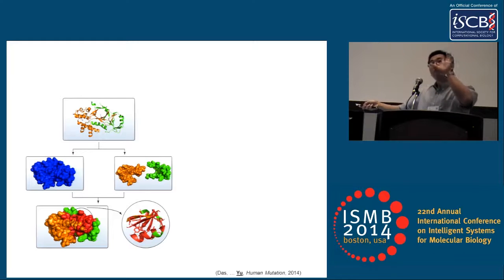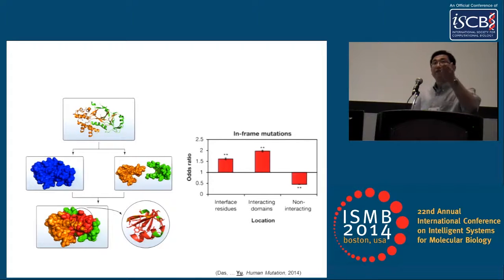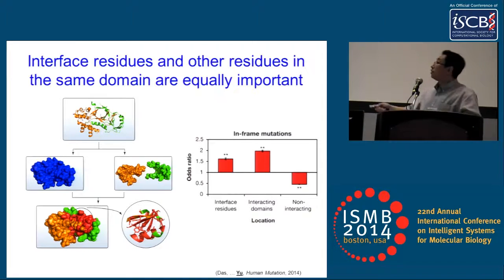So now we focus only on the co-crystal structures, and we can identify specific interface residues, and we repeated the calculation. And I expected to see the signal only exist for the interface residues. But to my surprise, what we found is that there is enrichment both for the real interface residues, as well as other residues that are in the same interacting domain, but are not actually the interface, right? So meaning that the whole domain is really important.